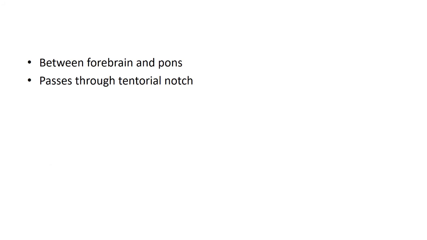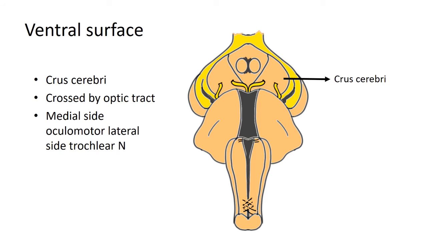Moving on to midbrain. Midbrain lies between the forebrain and pons, and this midbrain passes through the tentorial notch of tentorium cerebelli. Coming to the features on the ventral surface, the ventral surface of midbrain presents the crus cerebri or the cerebral peduncle.